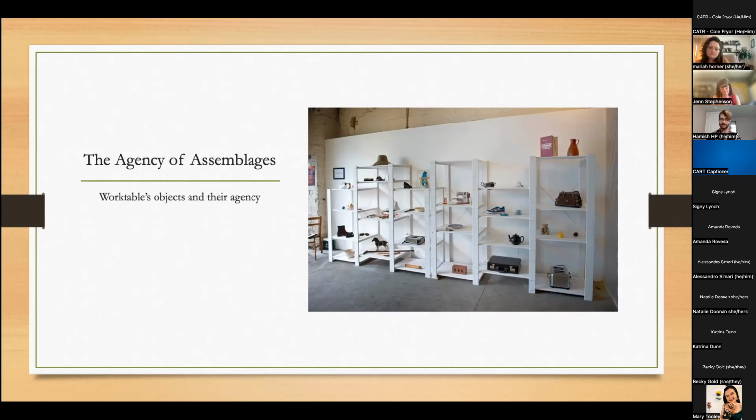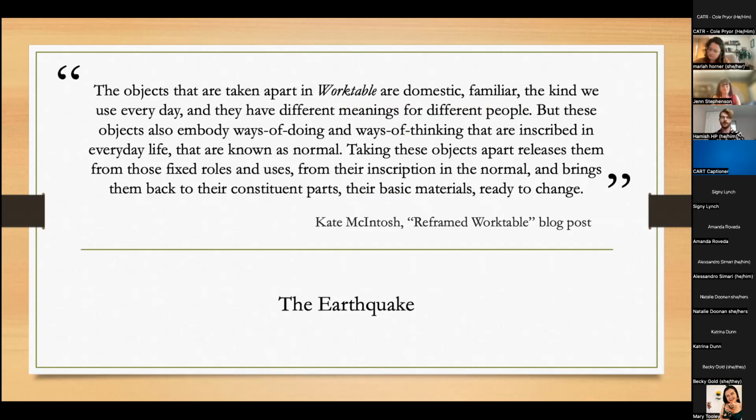And by isolating human participants to mostly interactions with objects rather than other people, Worktable highlights the role of these objects in the network. This understanding of how Worktable highlights objects has important consequences for the show's larger social reflections. These are best illustrated, I think, through Macintosh's own story of the inspiration behind Worktable, which grew out of a major earthquake in Aotearoa, or New Zealand.